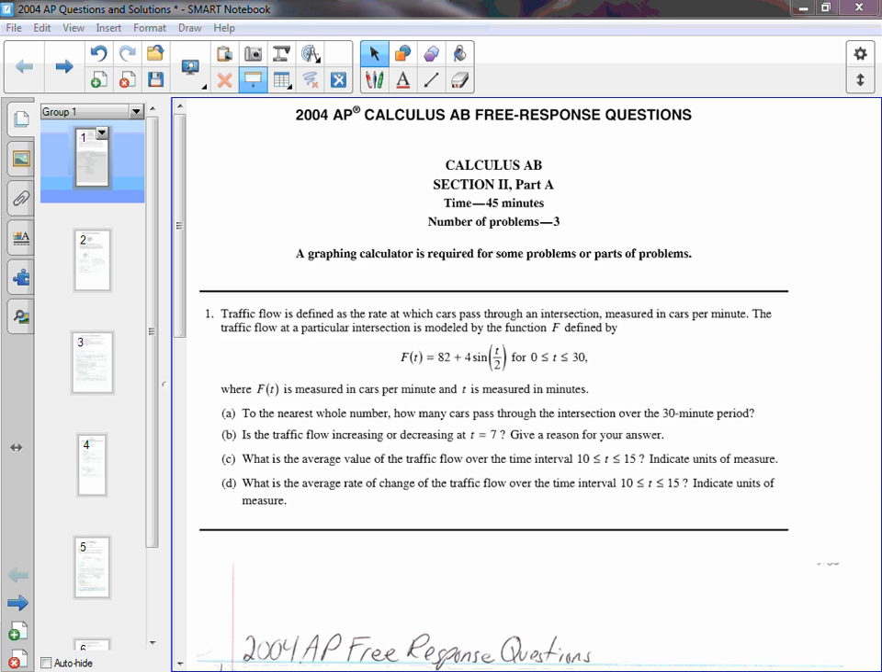So look at number one here. Traffic flow is defined as the rate. Rate mean anything to you? At which cars pass through an intersection measured in cars per minute. So they're telling you that it's a rate again when they tell you cars per minute. The traffic flow at a particular intersection is modeled by the function capital F defined by.